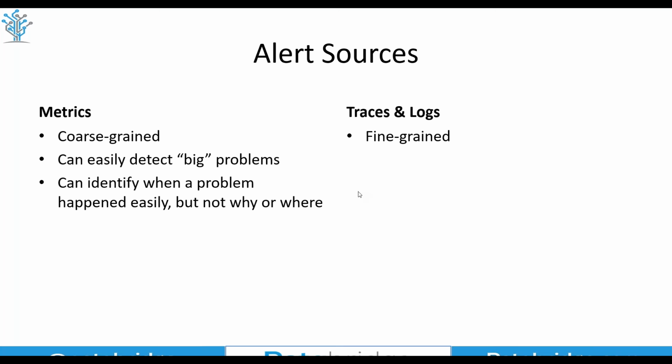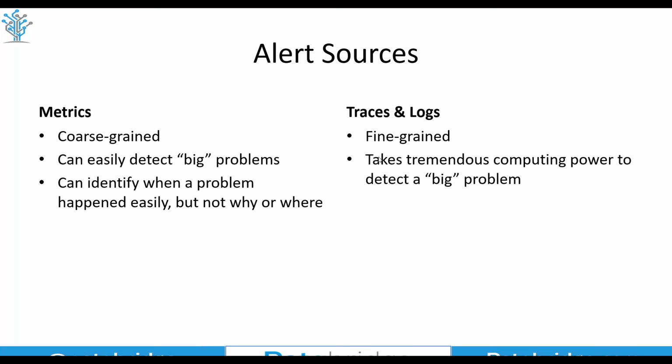Traces are very fine-grained. It takes a tremendous amount of computing power to try to work backwards and detect a big problem with traces. These queries that my Raspberry Pi can do no problem with metrics are causing Seek to time out after 60 seconds. The data is essentially the same, it's going to tell the same story, but this goes a very long, circuitous route to try to find it.